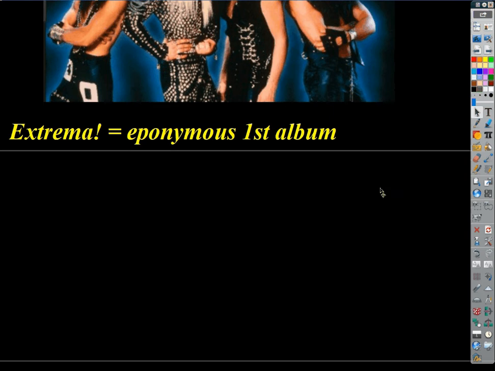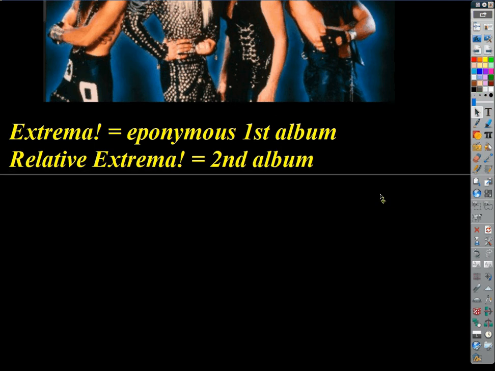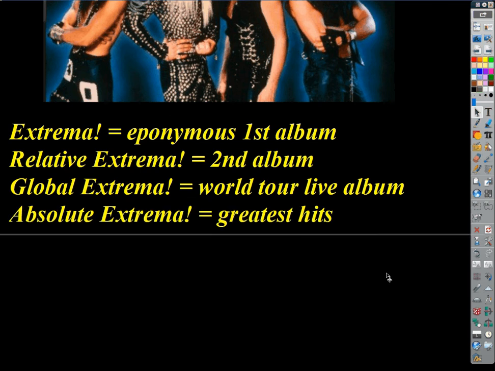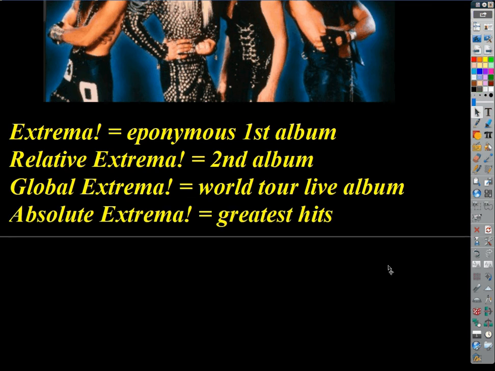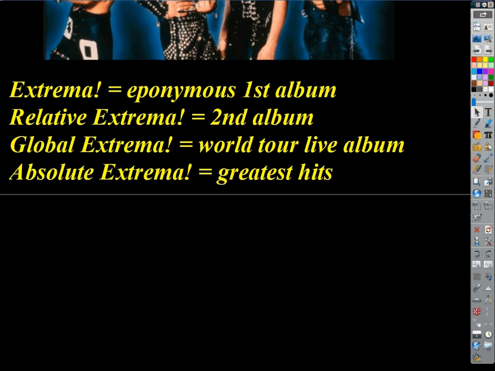So one thing we want to know is, Extrema is the name of their eponymous first album. Relative Extrema we're going to talk about today. That's their second album. Global Extremum is their world tour album, I guess, and then Absolute Extrema is their greatest hit. So they're a 2-hit wonder, 2 albums. But those are the 4 vocabulary terms that we want to be able to explain and understand, right? They're all different ways of talking about these points on a function that are important for us to find.